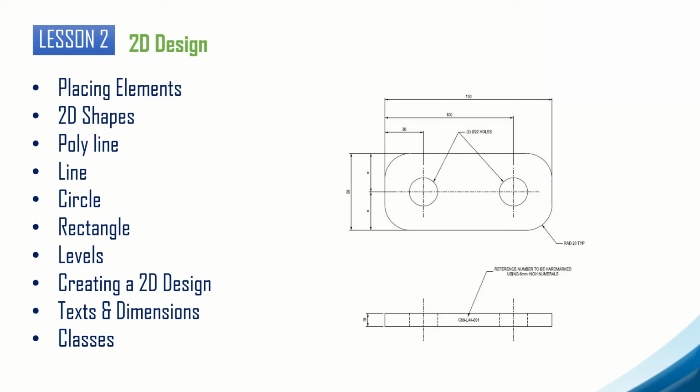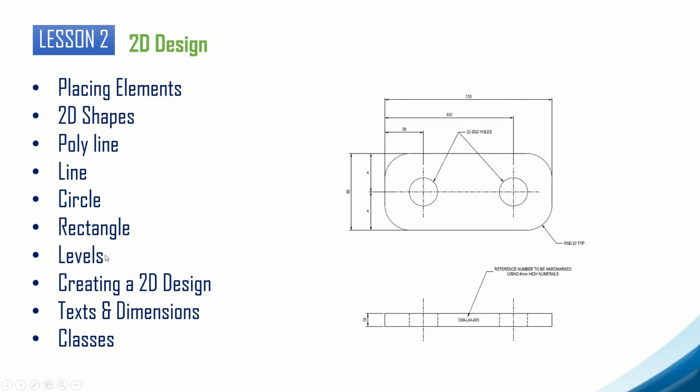To today's session on MicroStation. On lesson 2, we are going to learn how to prepare a 2D design. Now, based on the example you see on the right here, we will be placing different elements in 2D shapes. That will include polyline, line, circle, rectangle, levels.